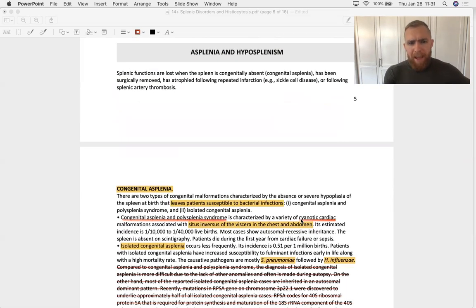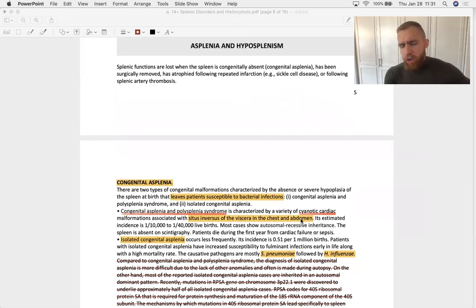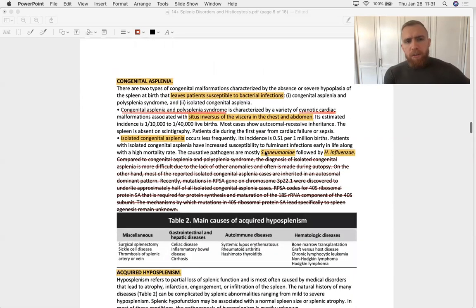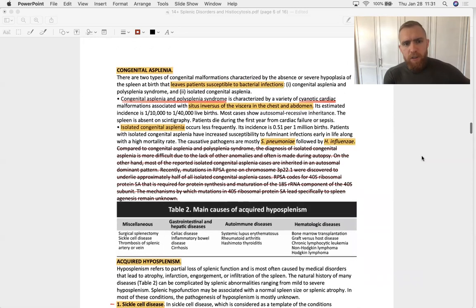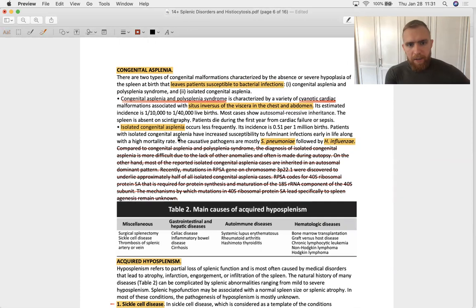Now let's talk about asplenia. It can be congenital or acquired. With congenital asplenia, there's a couple different types. It can be isolated congenital asplenia, in which that's really the only problem the kid has, is they don't have a spleen. So if you don't have a spleen, again, you are more susceptible to infection by encapsulated bacteria such as strep pneumo and Haemophilus.